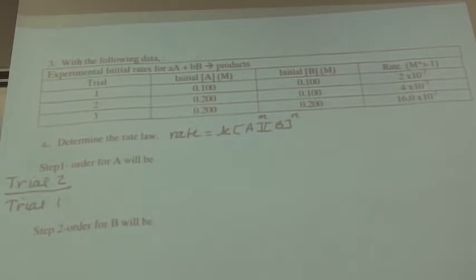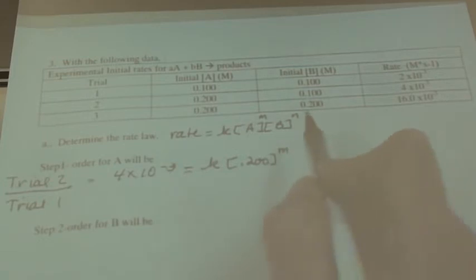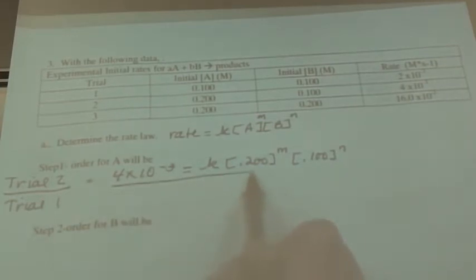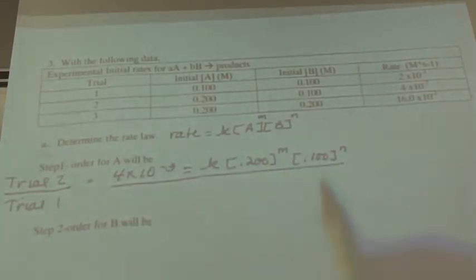So the rate for trial 2 is 4 times 10 to the negative 3rd. Literally just filling in the blanks here. k is, I don't know. The concentration of A in trial 2 is 2 molar raised to some value. The concentration of B in trial 2 is 0.1 molar raised to some order that I haven't determined yet. I'm going to divide that by the numbers for trial 1. Trial 1 has a rate of 2 times 10 to the negative third. I still don't know what k is.